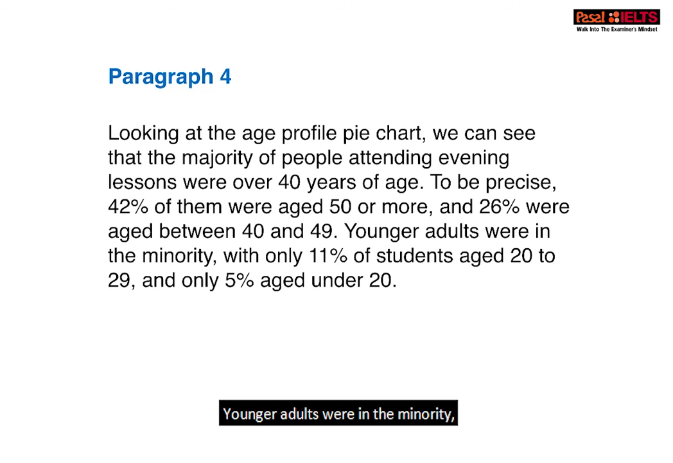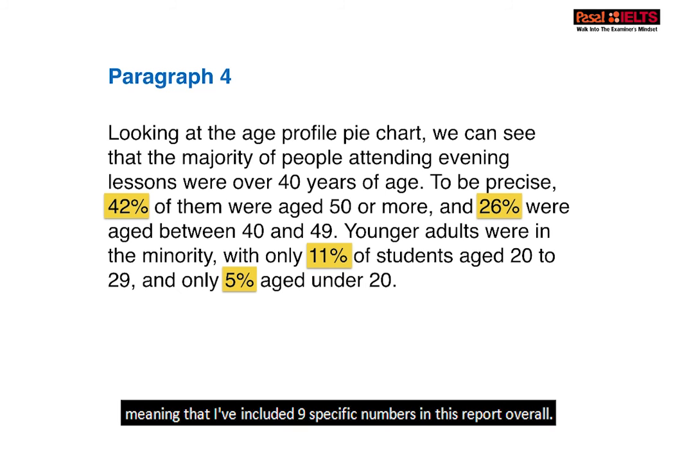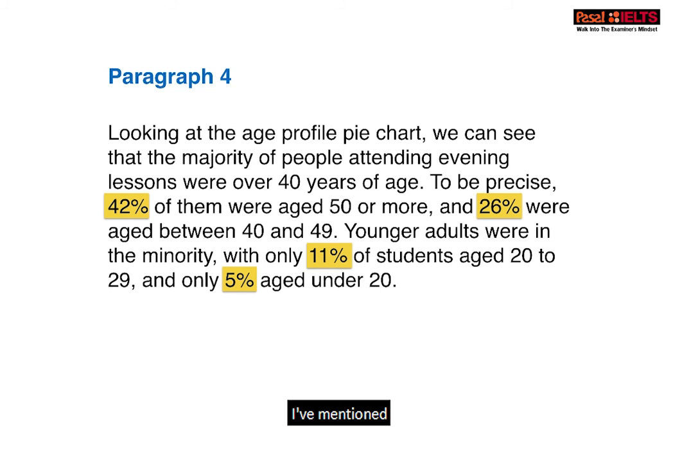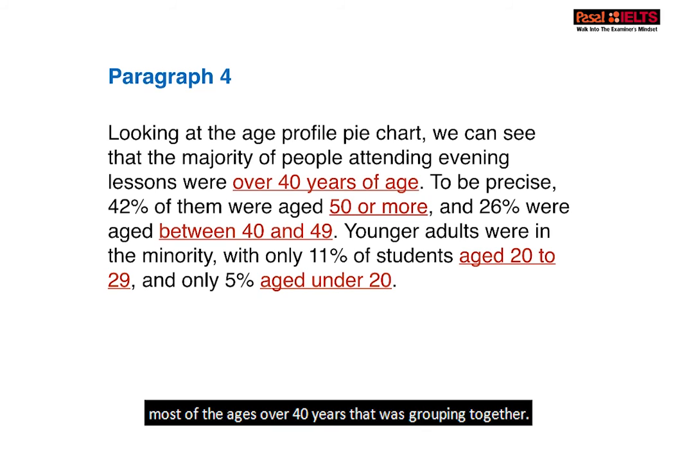Younger adults were in the minority, with only 11% of students aged 20 to 29 and only 5% aged under 20. Let's quickly analyse this paragraph. Again, we can see numbers, 4 different numbers in one paragraph. So I think it was 5 numbers in paragraph 3, meaning that I've included 9 specific numbers in this report overall. I've mentioned most of the ages over 40 years.